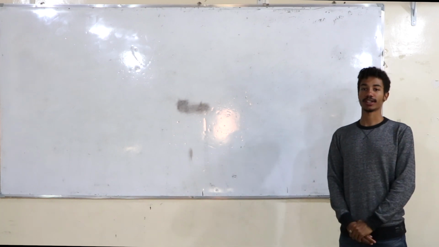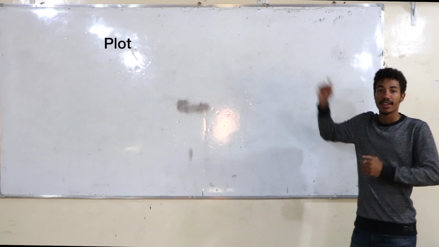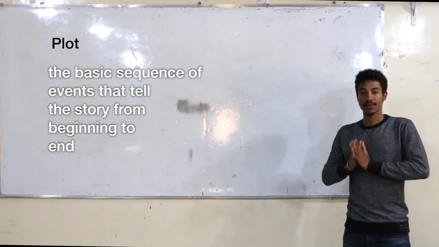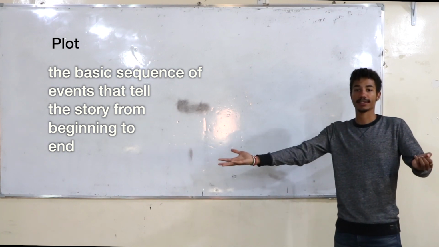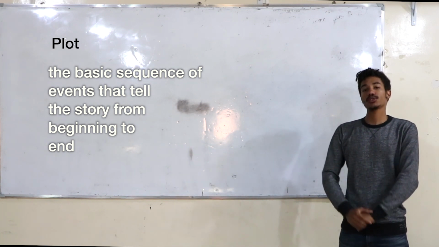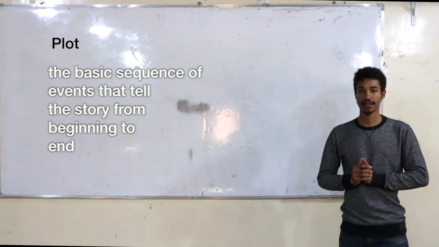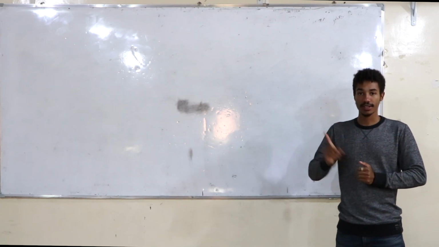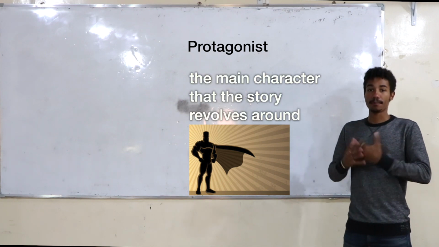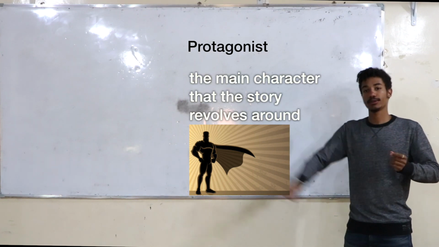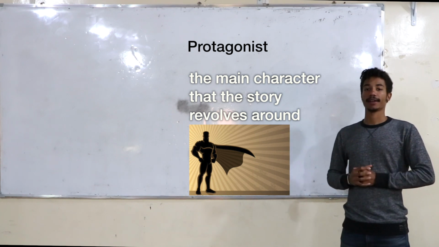In every story, fiction and nonfiction, there is a plot. The plot is the basic sequence of events that tell the story from beginning to end. In most fiction stories, there are two key characters that we want to pay attention to. First is the protagonist. In other words, the main character around whom the story revolves. The protagonist is often the good guy.